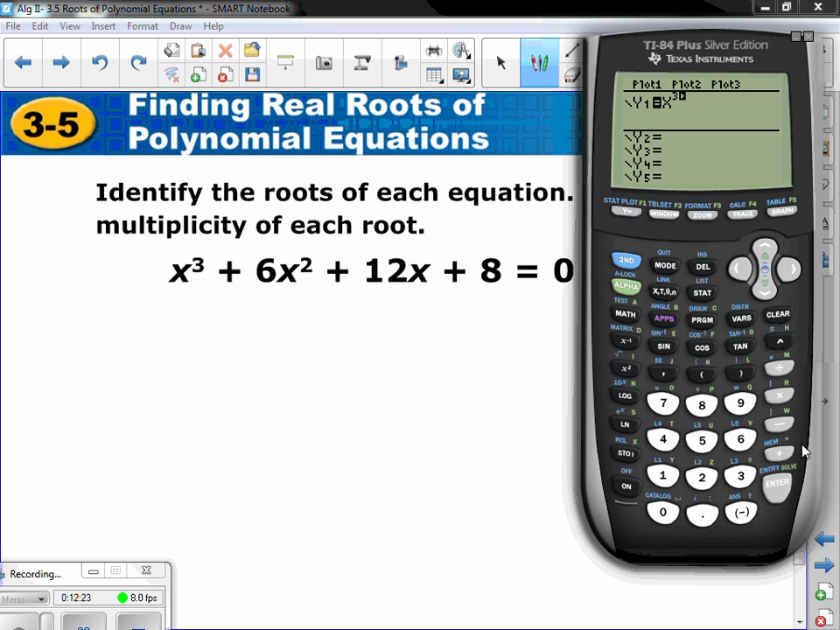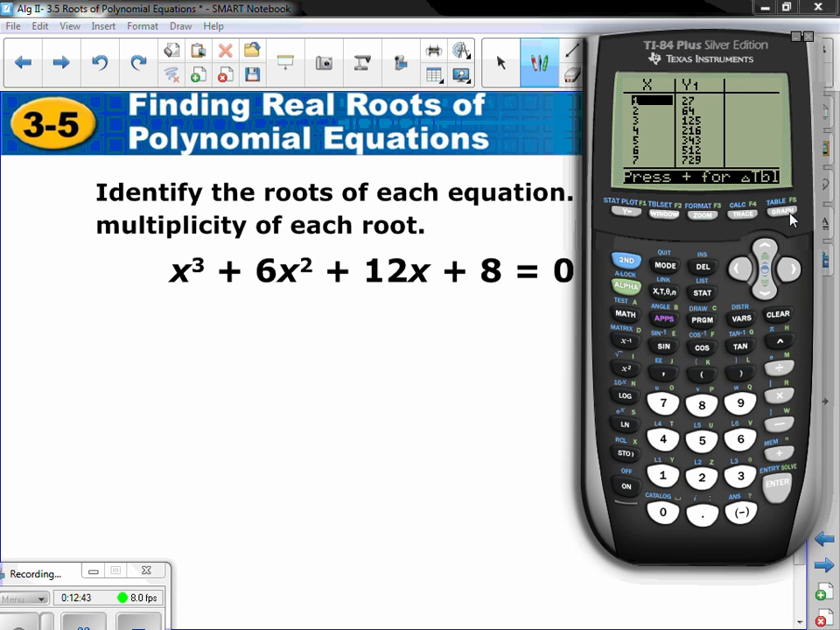X cubed plus 6x squared plus 12x plus 8. Now I could go and look at the graph, but the table is what's going to help me the most. So I'm going to go second graph. I'm looking at the table and I need to find a 0. These just keep getting larger and larger. I'm going to go the other way. I don't put equal 0.